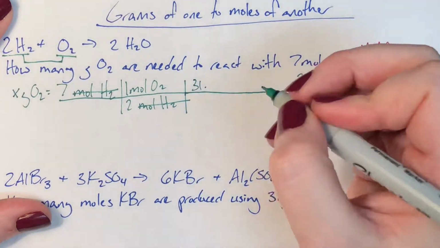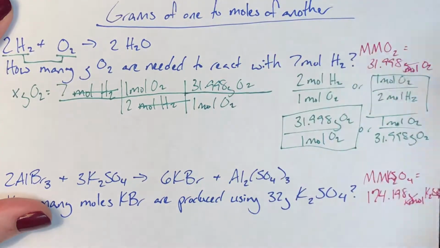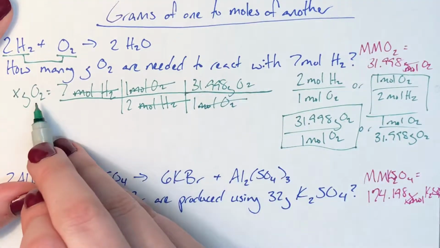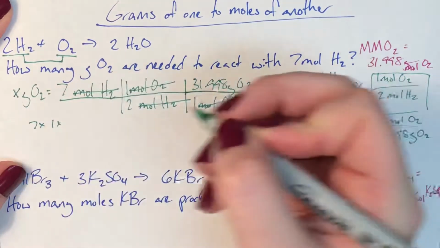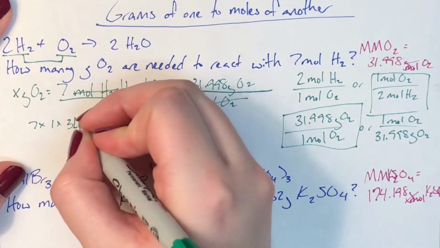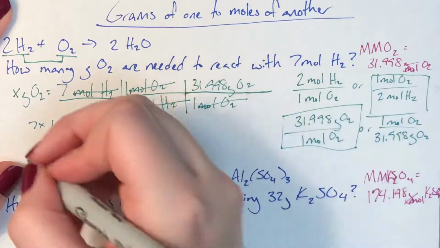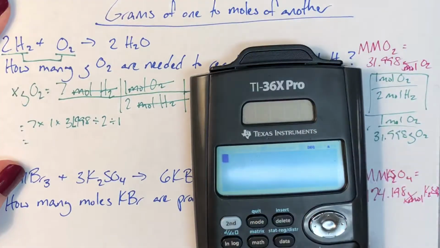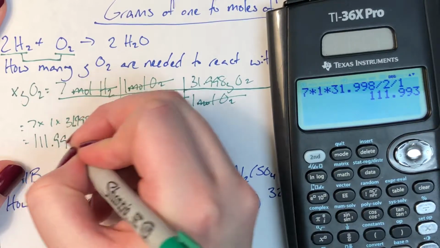So I'm going to pick 31.998 grams of O2 on the top and 1 mole of O2 on the bottom. That allows me to cancel moles of O2, leaving me with grams of O2, which was the unit that I said that I wanted, so I can plug this in. Remember that we multiply everything on the top, so that would be 7 times 1 times 31.998, and then we divide by everything on the bottom, so that's 2 and 1. So if we multiply 7, 1, 31.998, and divide by 2 and 1, then I am left with the number 111.993.